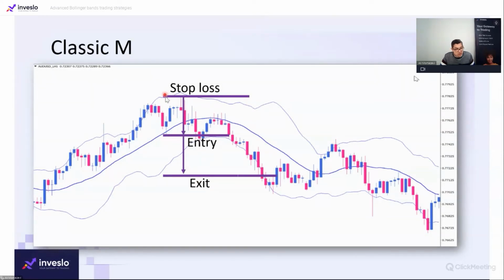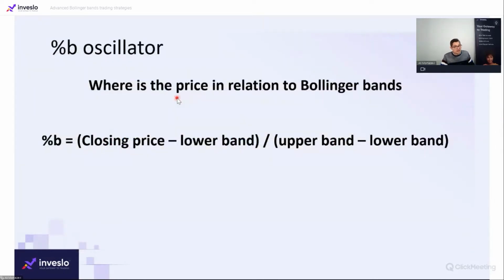Okay, and you can also use this type of strategy for any different reversal chart pattern. But first of all, we need to clarify that everything we are talking about here is in relation to the Bollinger Bands. Okay, let's see what the percent B oscillator is. It makes it easy for us to find these reversal patterns by signaling a divergence between the oscillator and price.